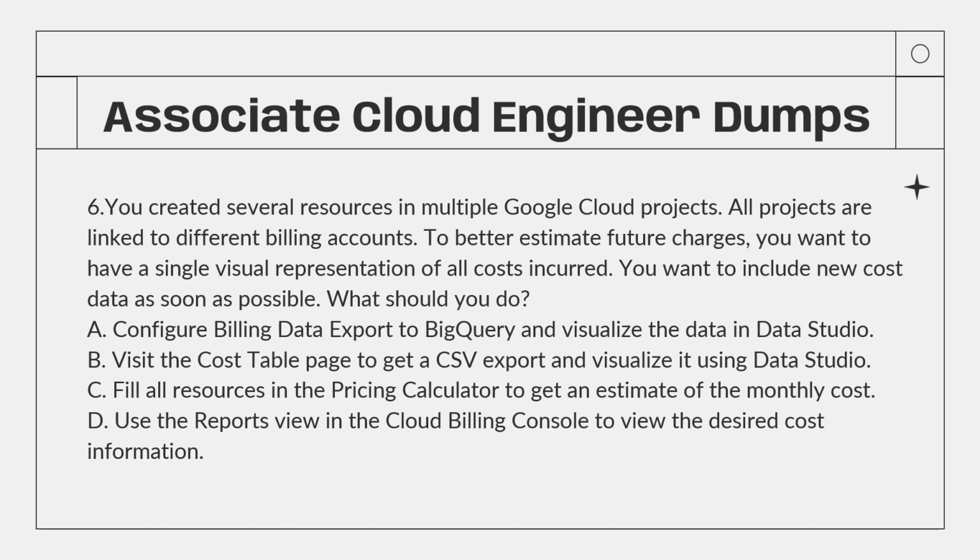A. Configure billing data export to BigQuery and visualize the data in Data Studio. B. Visit the cost table page to get a CSV export and visualize it using Data Studio. C. Fill all resources in the pricing calculator to get an estimate of the monthly cost. D. Use the reports view in the Cloud Billing Console to view the desired cost information.